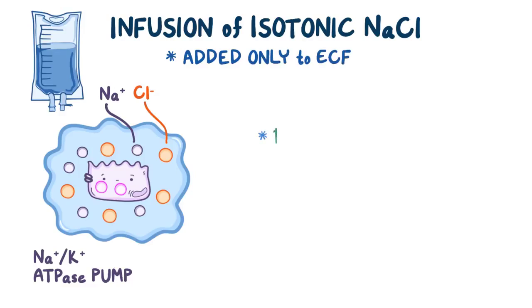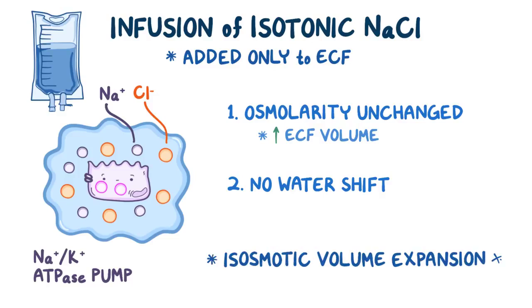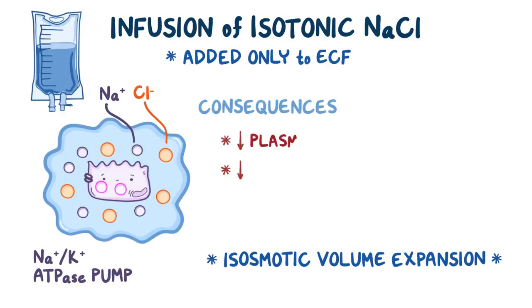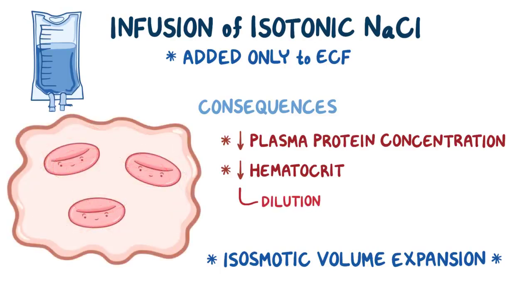This causes an increase in volume of the extracellular fluid, but doesn't change the osmolarity. Since the solution added is isotonic, it doesn't change the osmolarity, so there'll be no water shift. This means that there's an isosmotic volume expansion. Consequences include a decrease in both plasma protein concentration and hematocrit because of dilution.